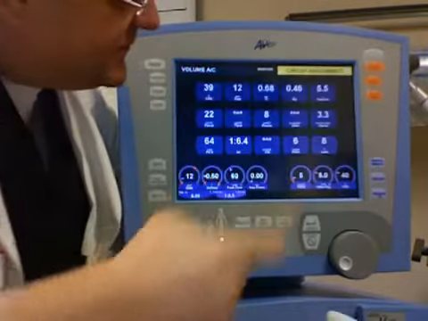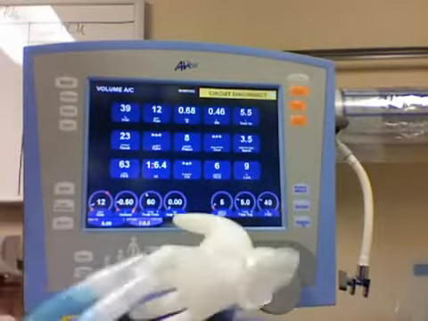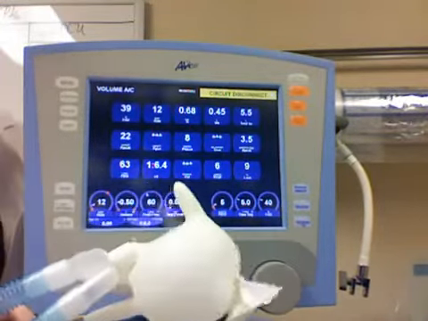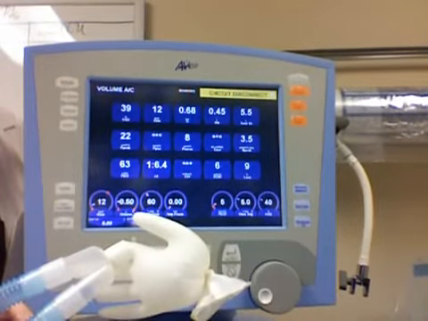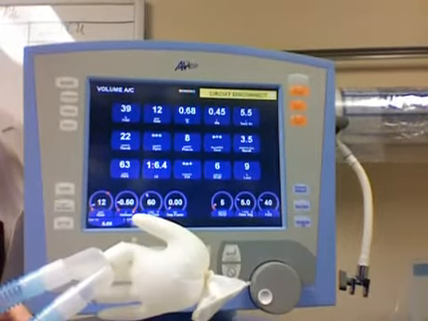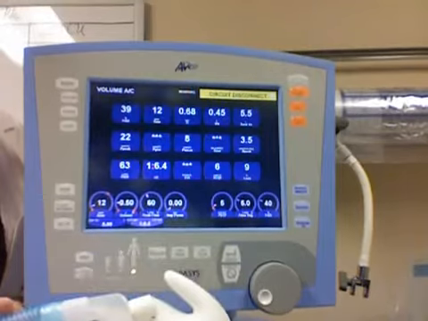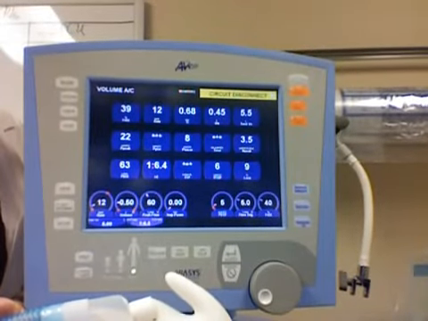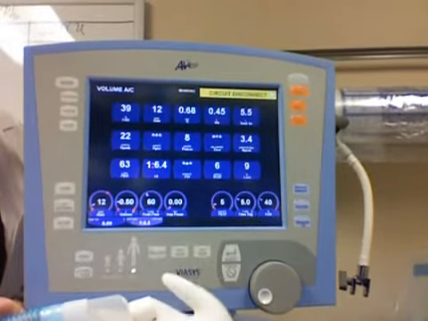Okay. Now that you know type, ventilator breaths are two types: volume and pressure. And I'm using volume right now. Now let's talk about modes. There's really only three modes, and everything else is just variations of those.